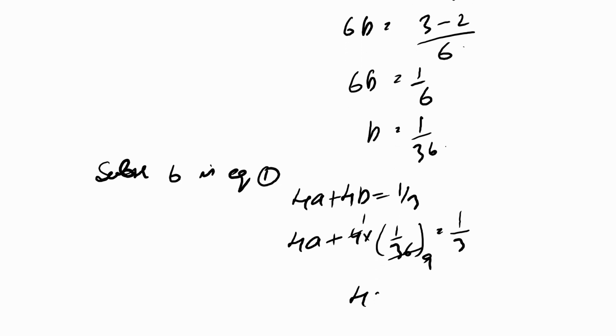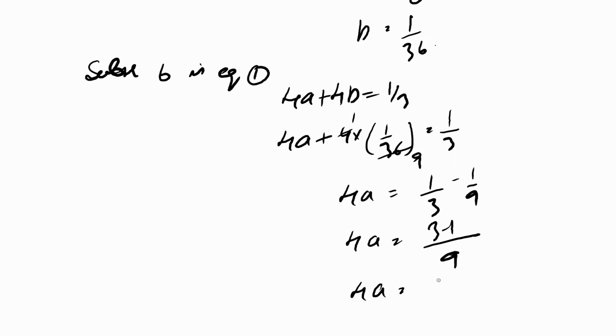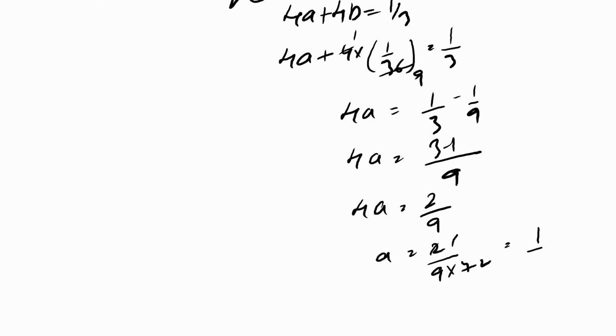This will become 4a is equal to 1 by 3 minus 1 by 9. This will become 4a is equal to, 9, this will become 3 minus 1. 4a is equal to 2 by 9. That means a will become 2 upon 9 into 4. This will become 1. This will become 2. So a will become 1 upon 18.